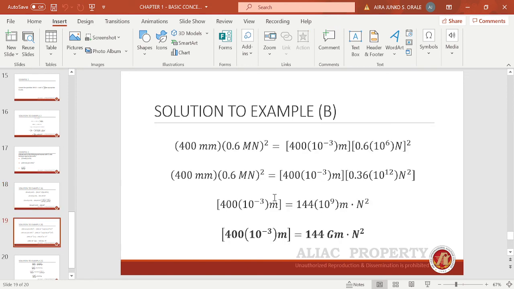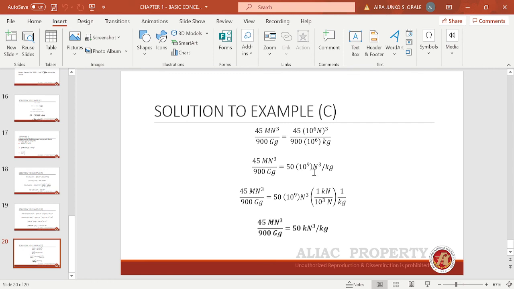Then second, 400 millimeter times 0.6 meganewton, whole squared. So millimeter is 10 to power minus 3, multiplied by mega, 10 to power 6. So you'll get the answer in the same way. It will be 144 giga meter Newton squared.